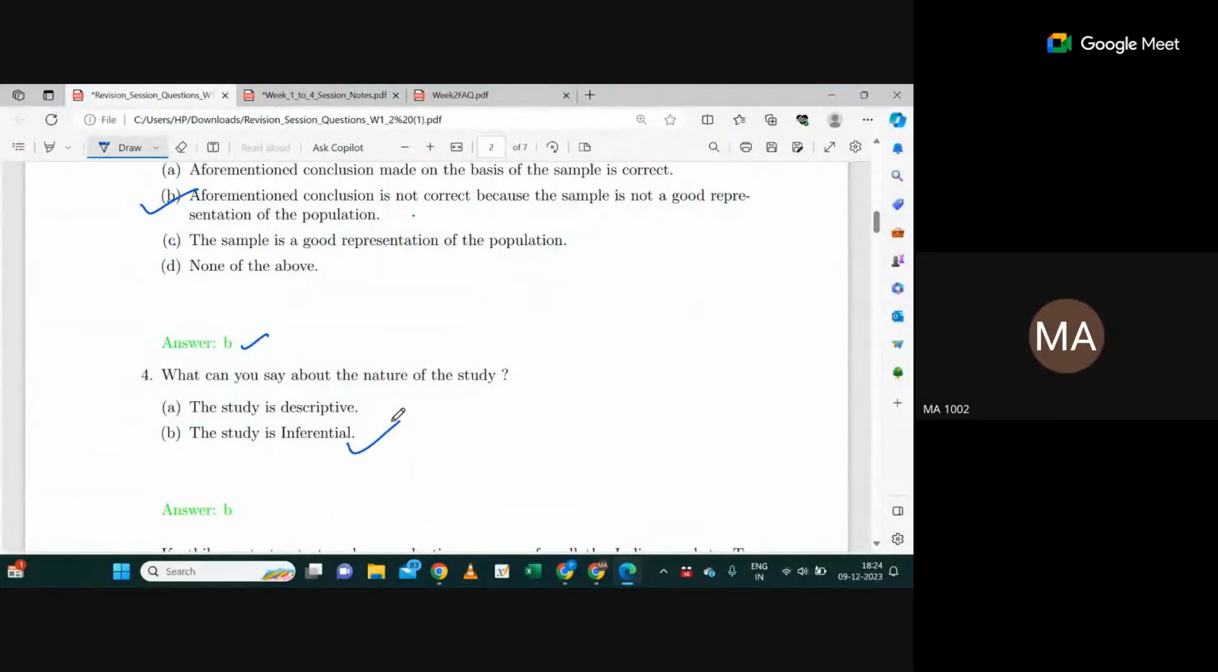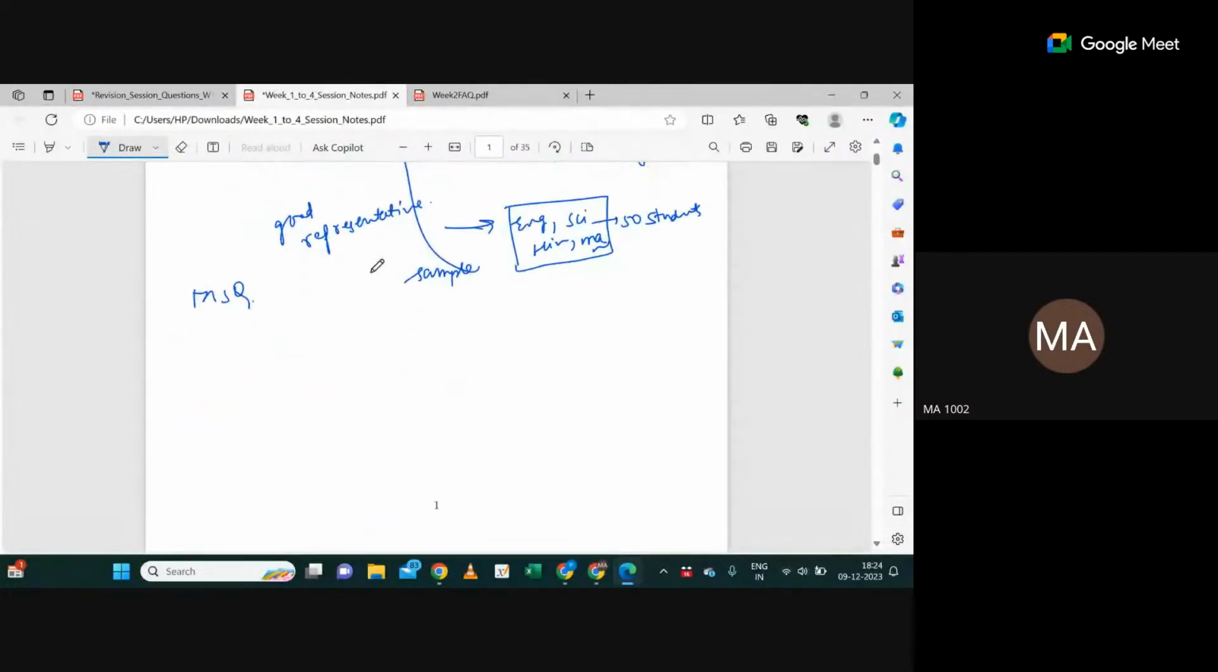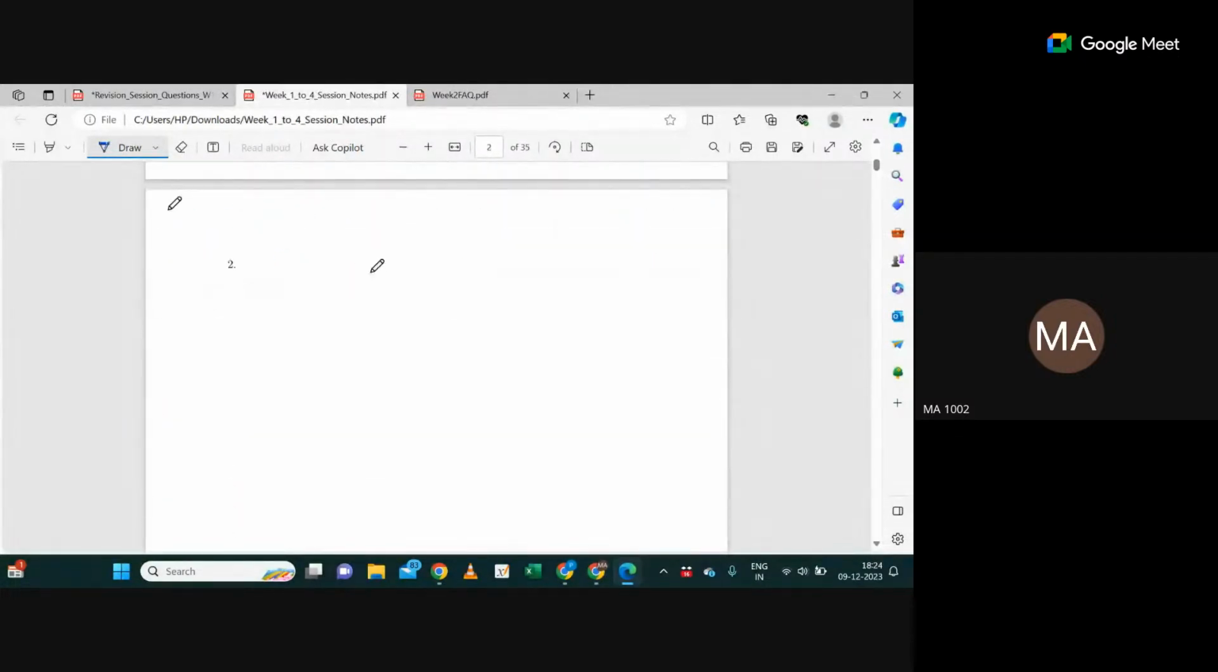So the conclusion is important, but it is a conclusion for the population data set. Did everyone get the idea behind descriptive and inferential? Yes or no? Yes, sir. So basically there are two kinds of statistics, descriptive and inferential.